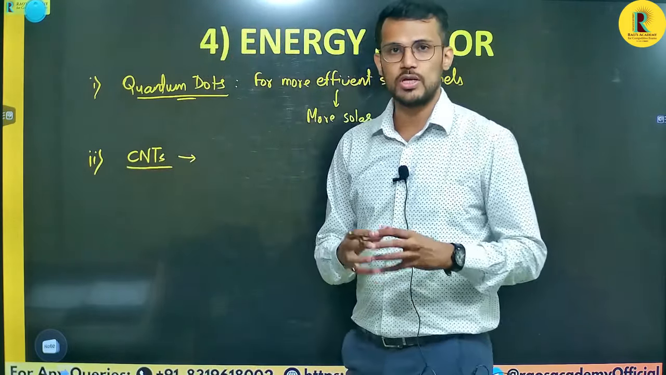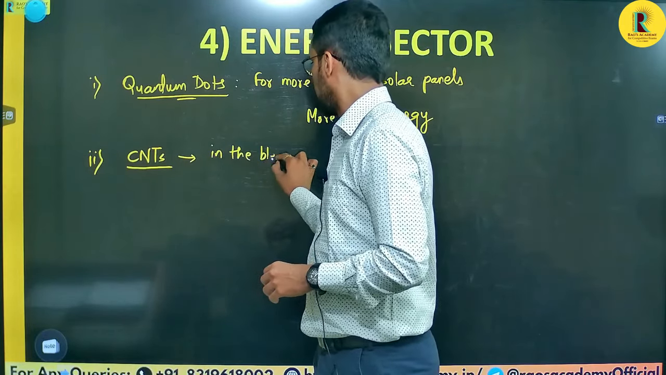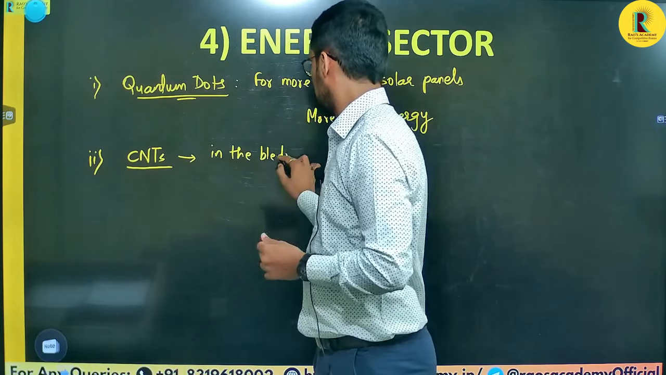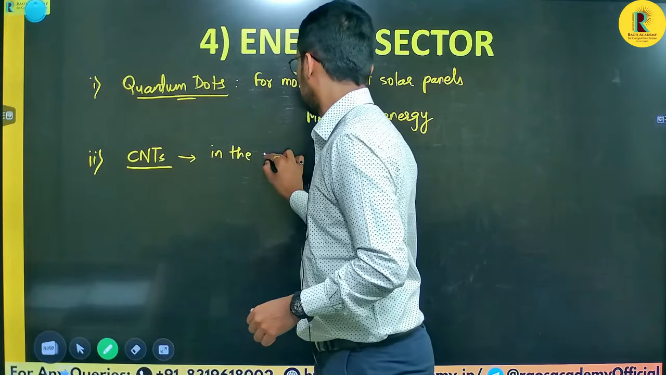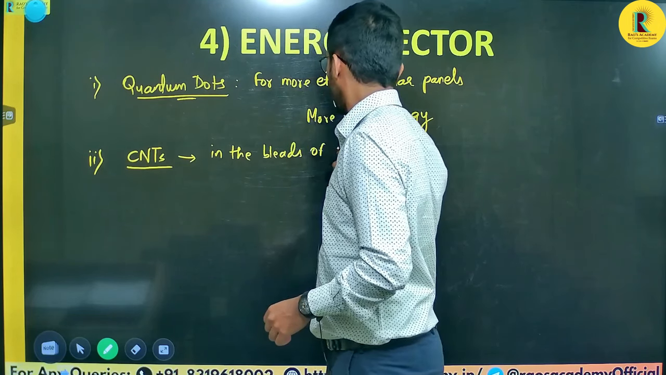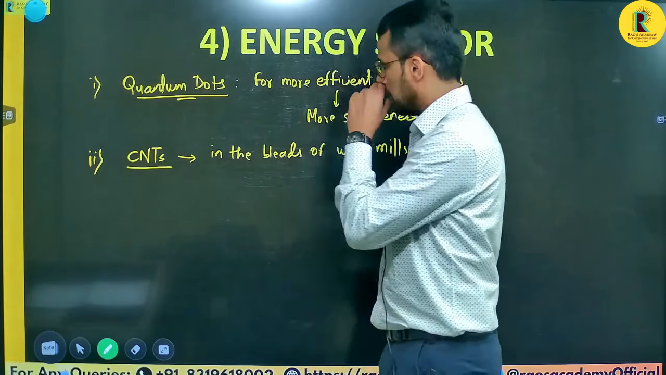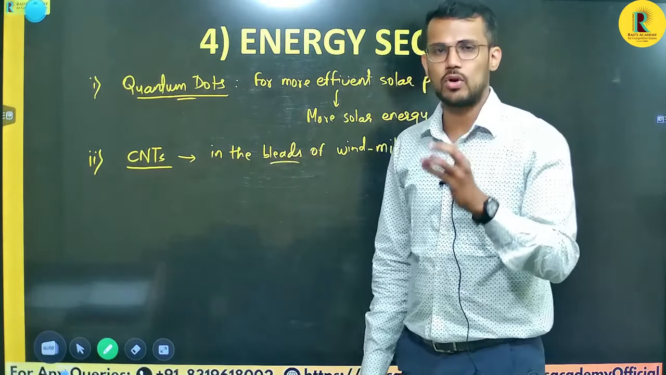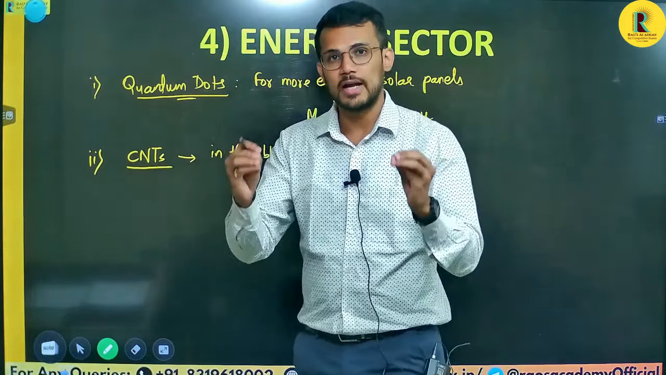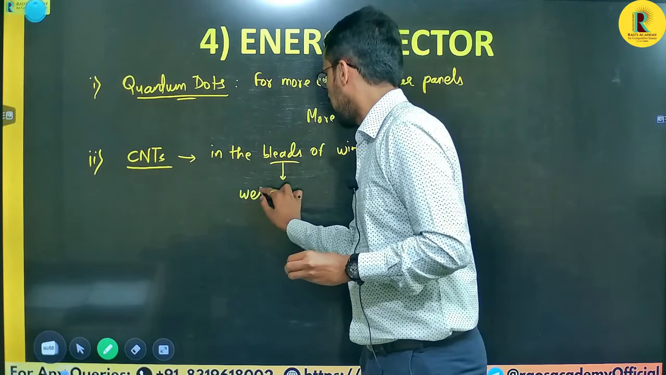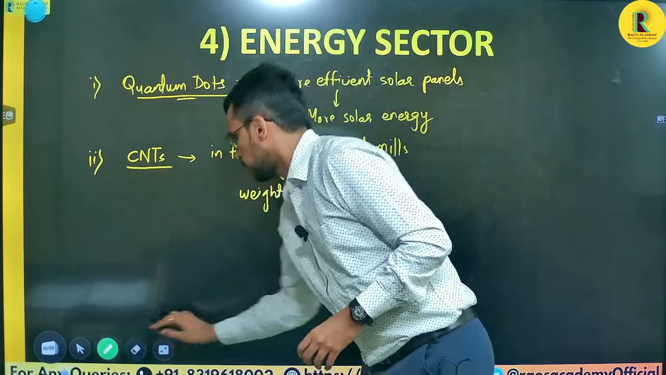Then, carbon nanotubes, CNTs, can be used in the blades of windmills. So if carbon nanotubes are used in the blades of windmills, what will happen? We have discussed that carbon nanotubes are strong yet lightweight. So the weight of these blades would reduce.